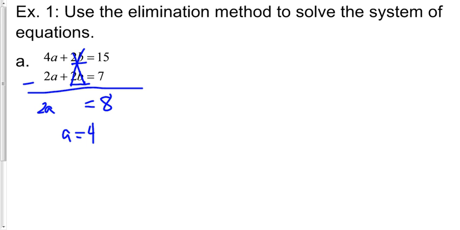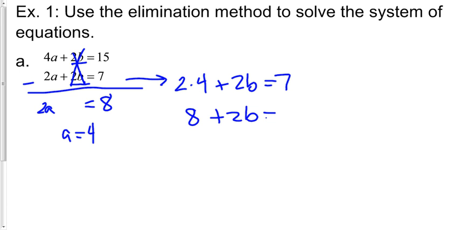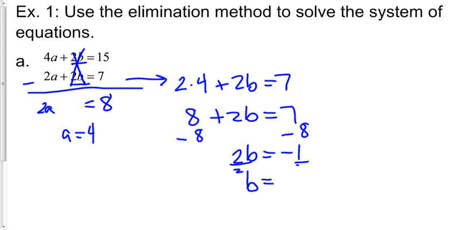Now let's find the B value. I need to pick one of the equations to work with. It does not matter which one. I'm going to choose the second one since the numbers are a little smaller. Since A is 4, we can plug in 4 for A in the second equation and solve for B. So 2 times 4 plus 2B equals 7. 2 times 4 is 8. So 8 plus 2B equals 7. And we can continue to solve for B. 2B equals -1. Divide both sides by 2. And B equals -1/2.